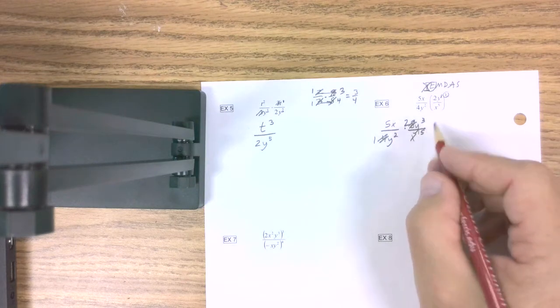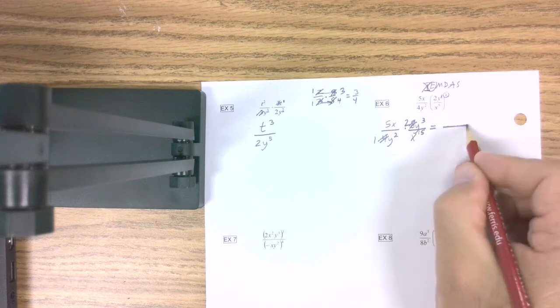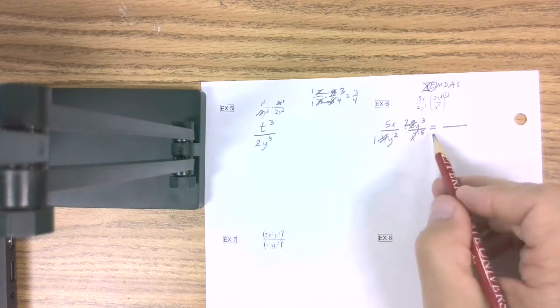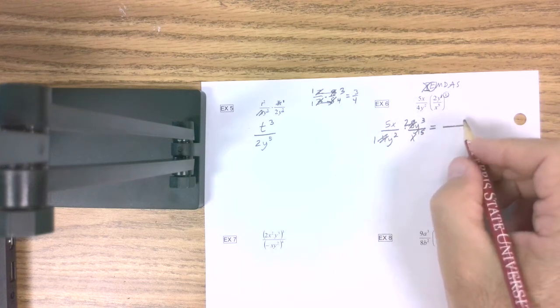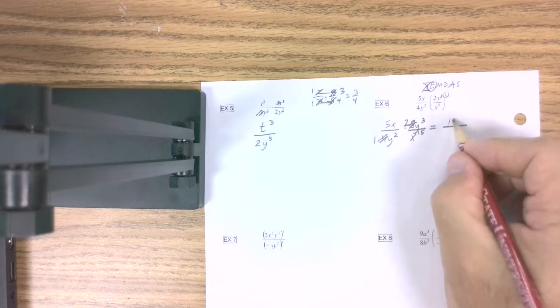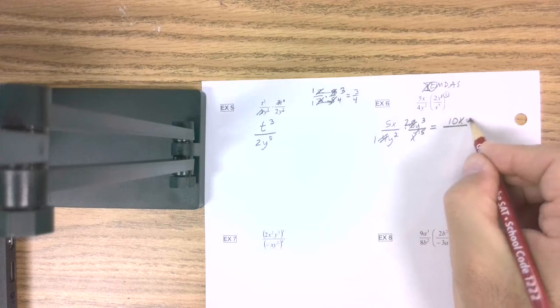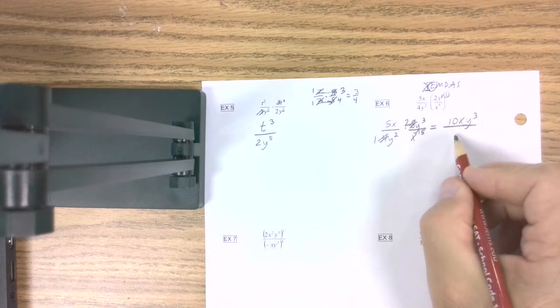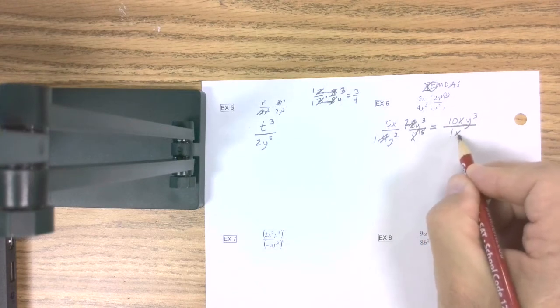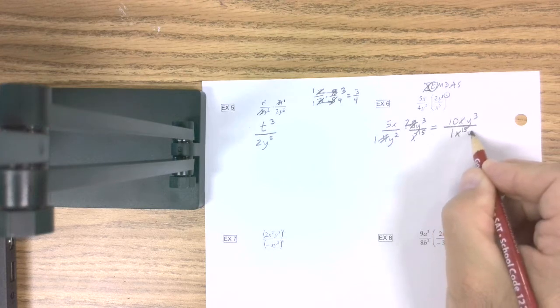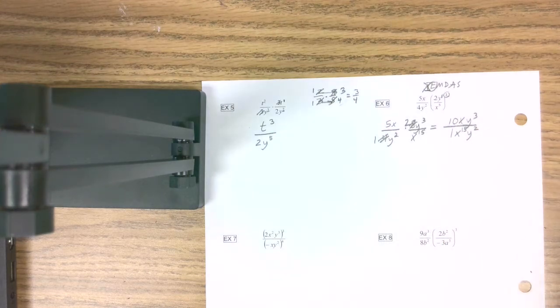And now I'm gonna go like this. It's kind of a swoosh in number land. 5 times 2 is 10. And then I'm going to go ahead and rewrite this. Xy cubed over 1 x to the 15th y squared. You see how I'm organizing things?